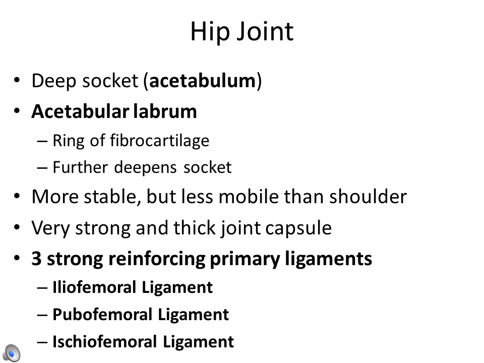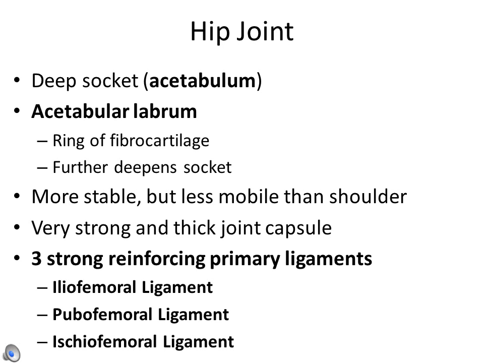The hip joint is the articulation of the acetabulum of the pelvic girdle and the head of the femur. The acetabulum is a deep socket in which the head of the femur sits. This deep socket is lined by the acetabular labrum. This labrum is a ring of fibrocartilage which serves to deepen the socket. Because of the deep socket, the hip joint is more stable but less mobile compared to the shoulder.